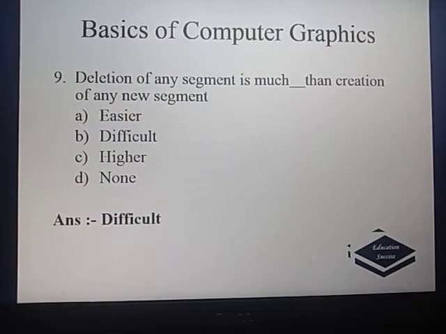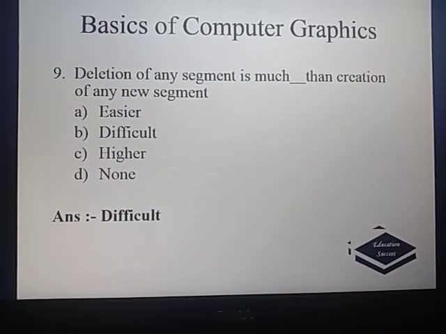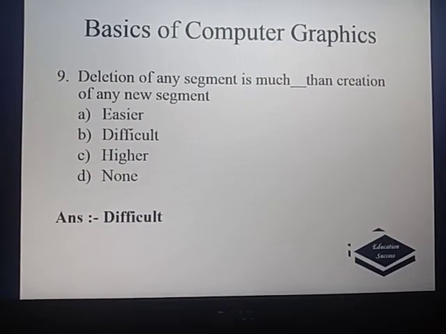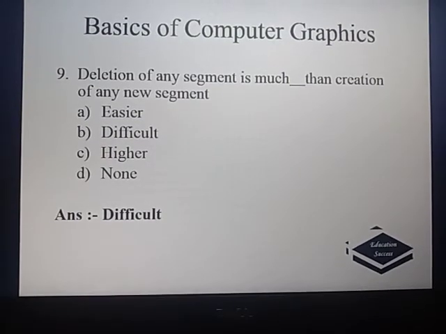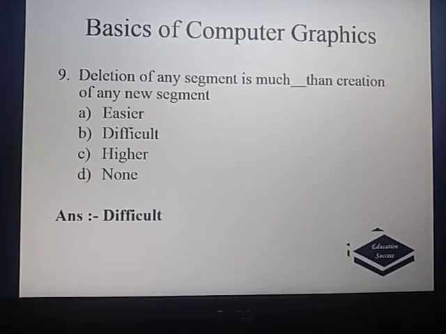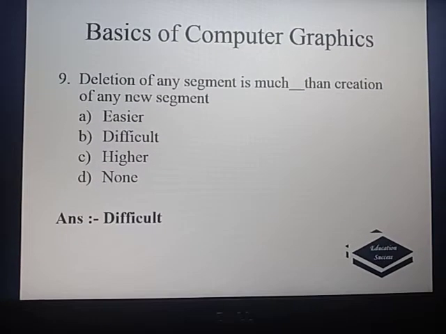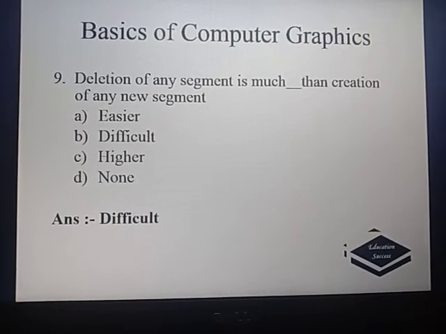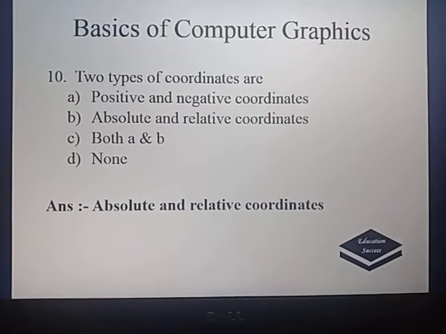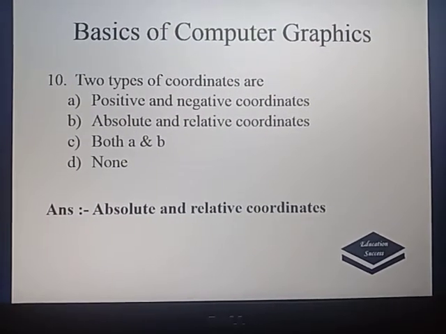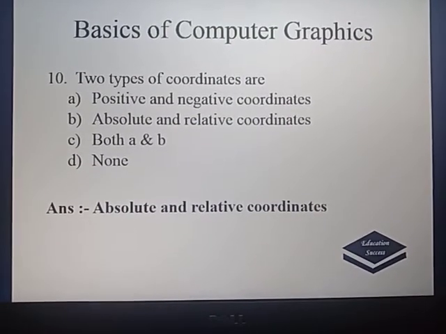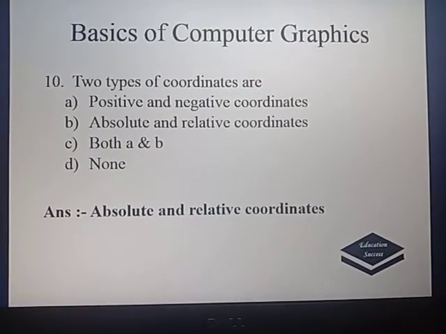Deletion of any segment is much what than creation of any new segment: easier, difficult, higher, none. Correct answer is difficult. Deletion of any segment is much more difficult than creation of any new segment. Two types of coordinates: positive and negative coordinates, absolute and relative coordinates, both A and B, none. Correct answer is absolute and relative coordinates.